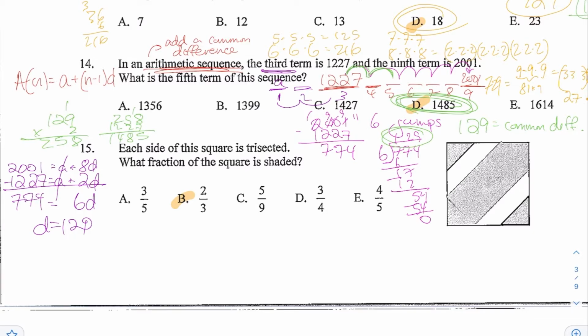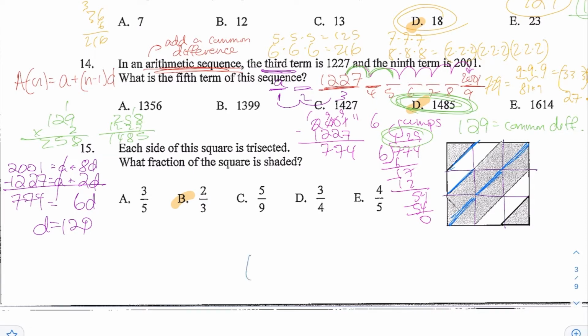Next, for number 15, each side of the square is trisected. What fraction of the square is shaded? So trisected means cut into 3 equal pieces. So you make a tic-tac-toe board, and everything is super even. So to figure out the shaded portions, each of these 9 pieces are cut. You can just cut them in half.